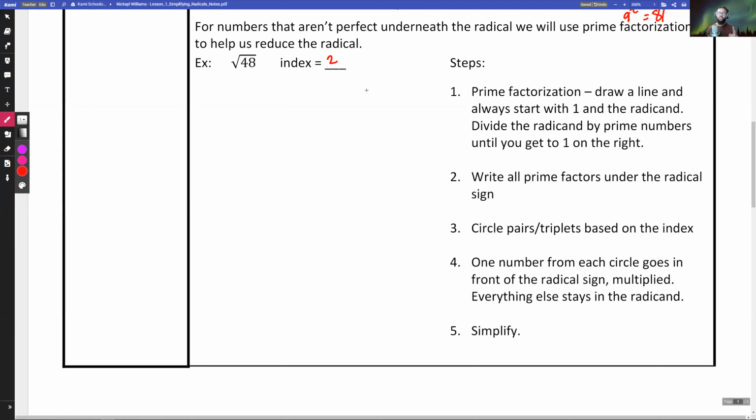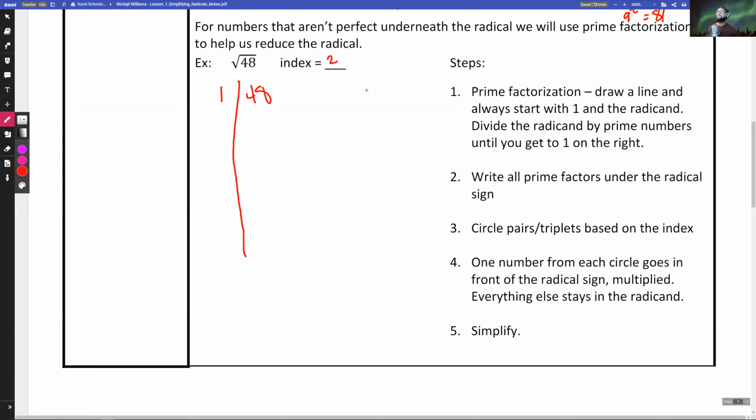So our first step, number 1, says prime factorization. We're going to draw a line and always start with 1 and the radicand. Divide your radicand by prime numbers until you get to 1 on the right. So we're going to start with 1 and we're going to end with 1. If it doesn't make sense, just keep on paying attention and we will get there. All right, maybe try to draw a slightly straighter line than I did. So we're going to start with 1 on the right and 48 on the left.